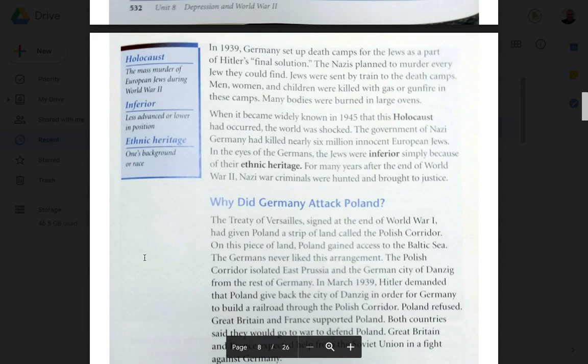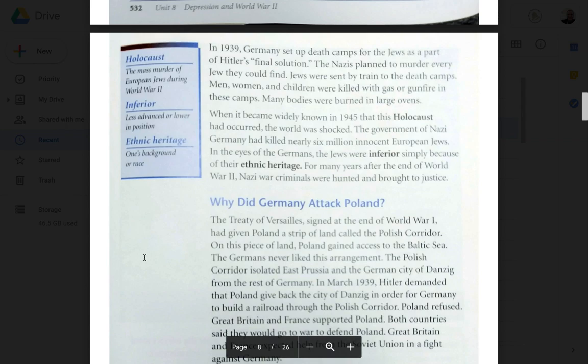In 1939, Germany set up death camps for the Jews as part of Hitler's final solution. The Nazis planned to murder every Jew they could find. Jews were sent by train to the death camps. Men, women, and children were killed with gas or gunfire in these camps. Many bodies were burned in large ovens.